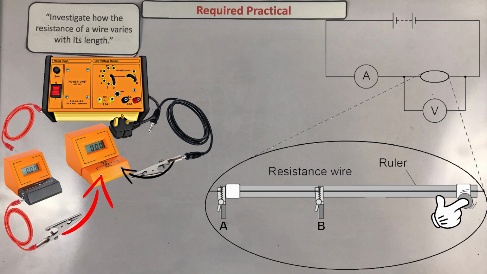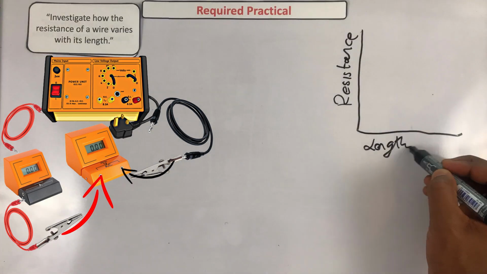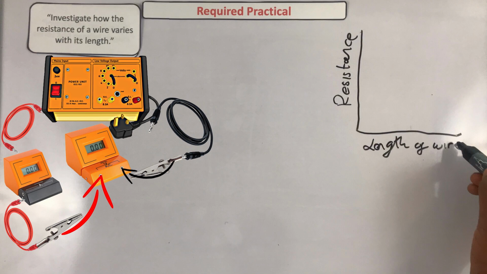You can then work out your resistance for each distance by dividing your potential difference by your current. Finally, you then need to draw a graph with resistance on the y-axis and the length of your wire on your x-axis. You should draw a straight line of best fit from your results.